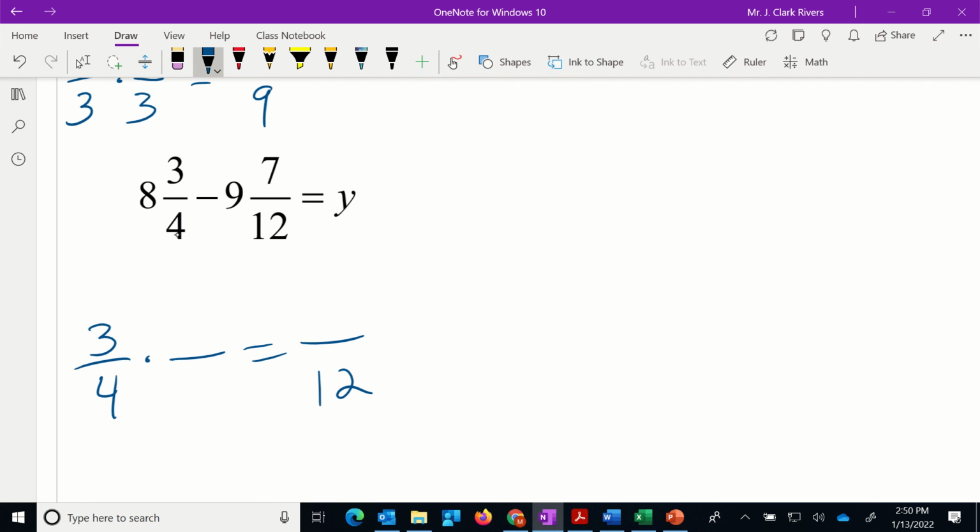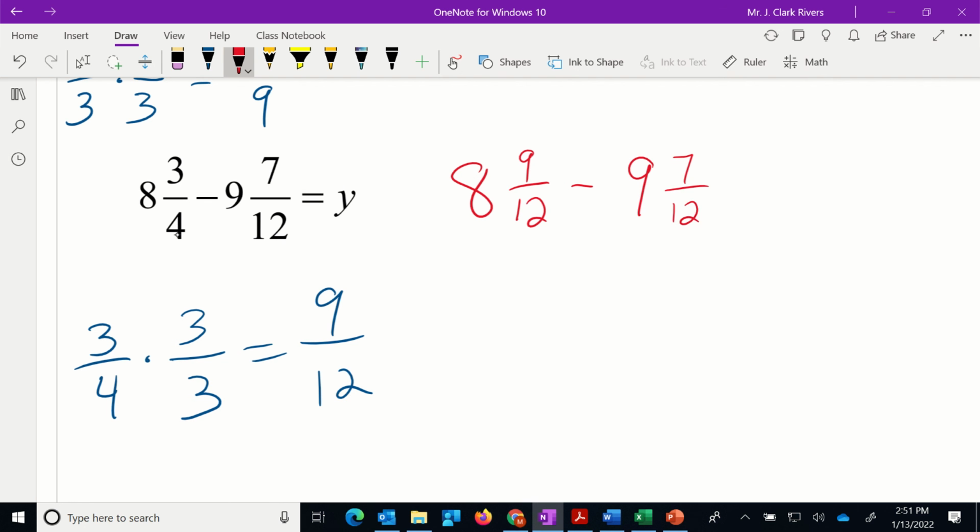Four times what is 12? 3. We put a 3 in the numerator as well. 3 times 3, we get 9. So this is going to become 8 9/12 minus 9 7/12. So we had a couple rules for this.